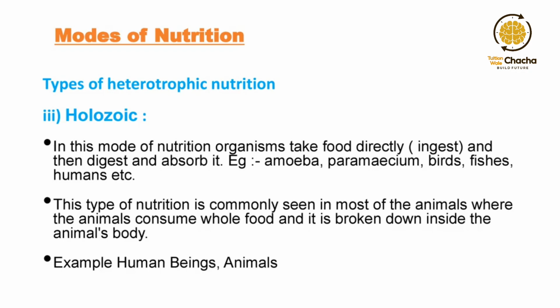Holozoic. In this mode of nutrition, organisms take food directly, ingest, and then digest and absorb it. Example: amoeba, paramecium, birds, fishes, humans etc. This type of nutrition is commonly seen in most of the animals where the animals consume whole food and it is broken down inside the animal's body. Example: human beings, animals.